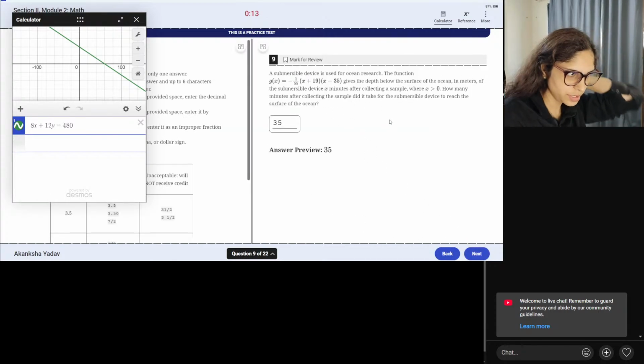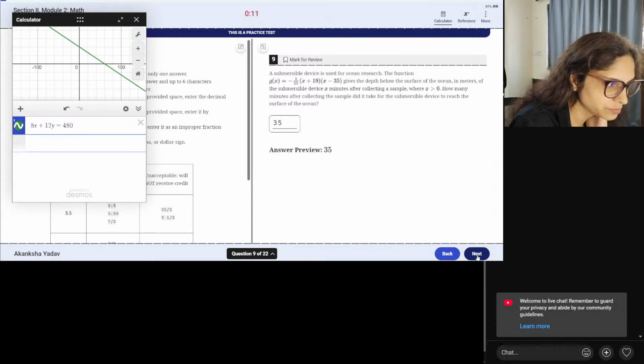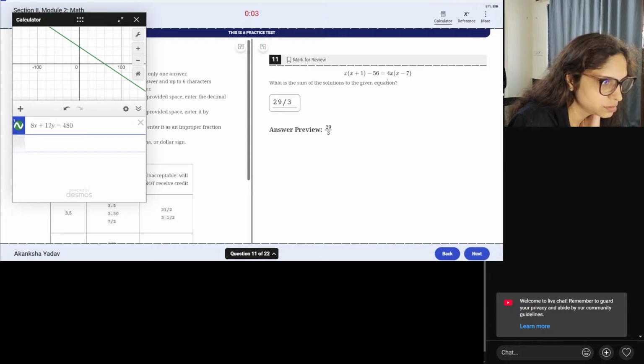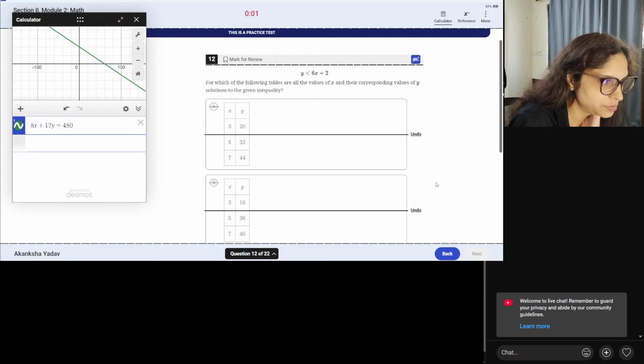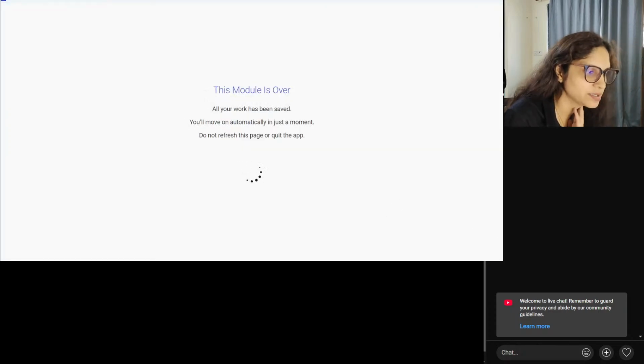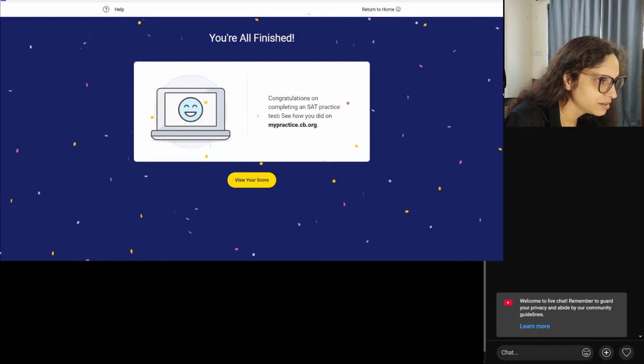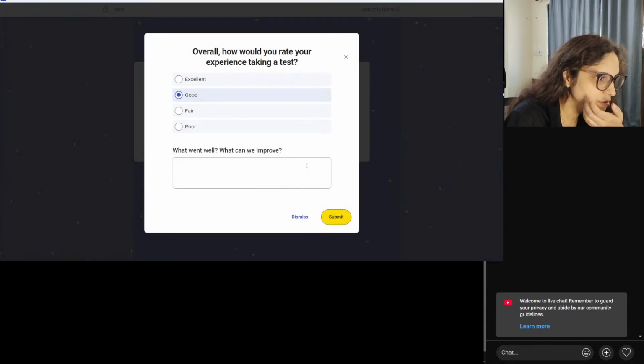How many minutes reaches the surface of the ocean? 35 is the correct one. For this, we used calculator. For this also, we used calculator. And that is it. The test is done. And now we'll just view our score. Good.